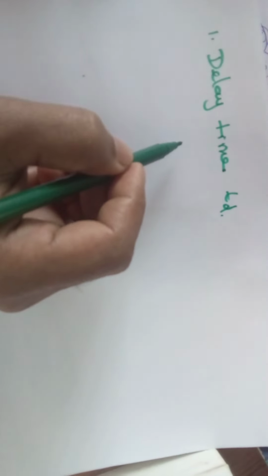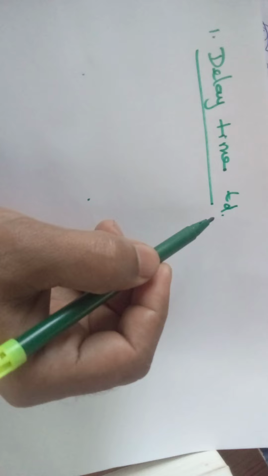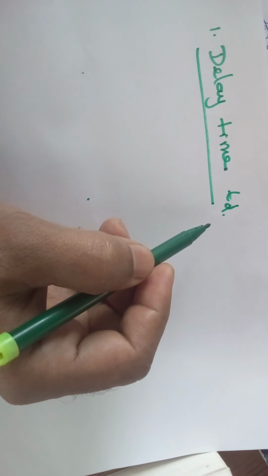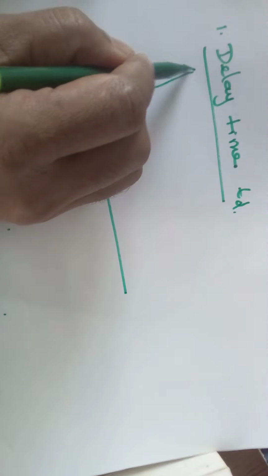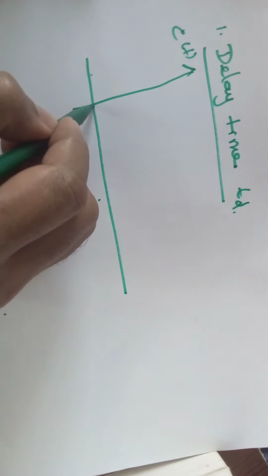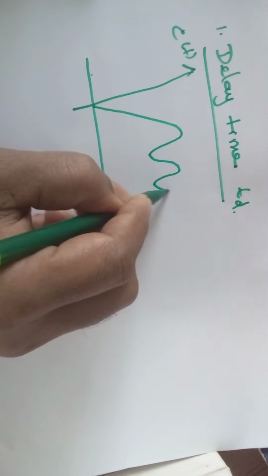The first time domain specification is the delay time. It is represented as T suffix D. It is the time taken for the response to reach 50% of the final value. Understood? Suppose we see the response from a system. This is your C of t. You are getting a damped response like this.